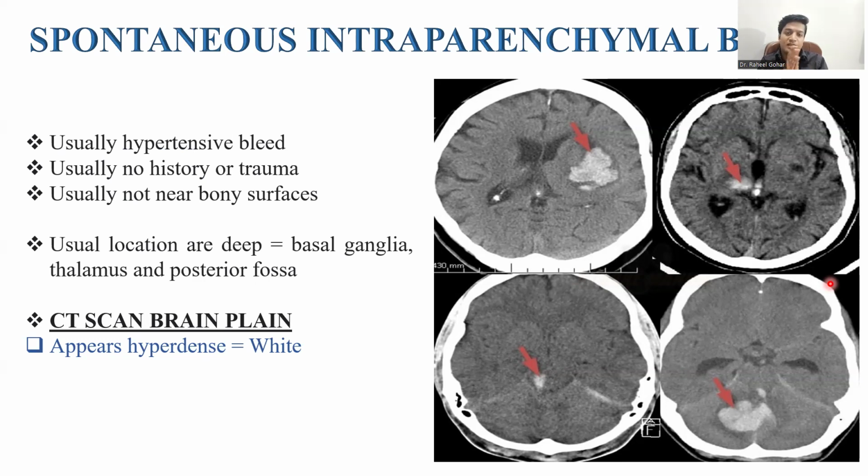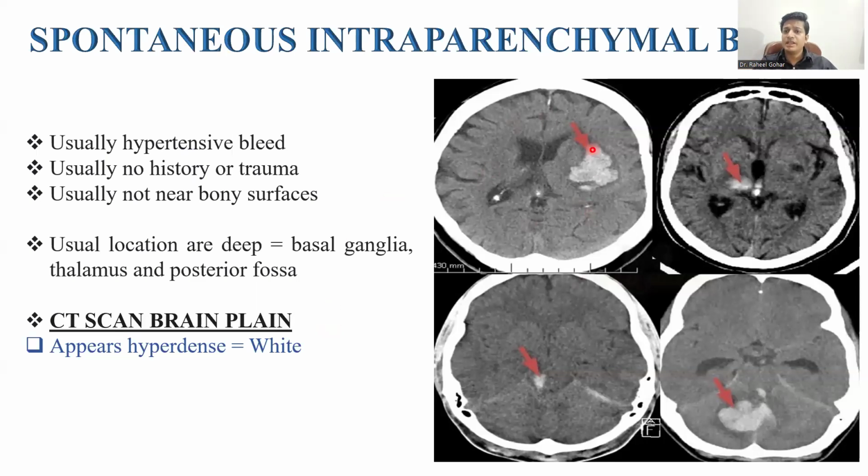Usually, it is not because of trauma. It happens spontaneously after a rise in the patient's blood pressure, or maybe there is an aneurysm, or an AVM, arteriovenous malformation, which is causing the bleed. So again, you can see there is no history of trauma. It is not near the bony surfaces. It is inside. Usually they are deep inside. The most common locations are the basal ganglia, thalamus, and posterior fossa.